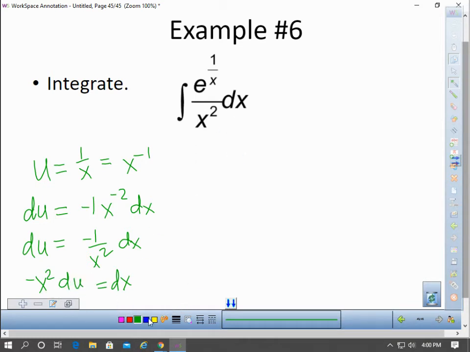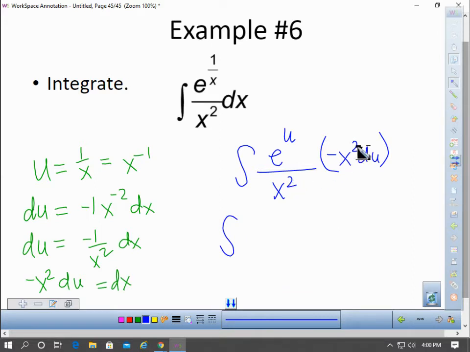So now I'm ready to trade out. This is going to be e to the u, because I'm replacing 1 over x with a u. Keep the x squared in the denominator. And in place of dx, you're putting a negative x squared du. I'm just putting that in parentheses so I don't think that that's subtraction. So that's a negative x squared du. Notice the x squareds cancel. I'm left with a -1 e to the u du.